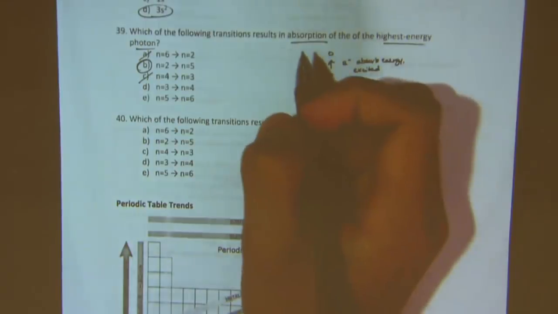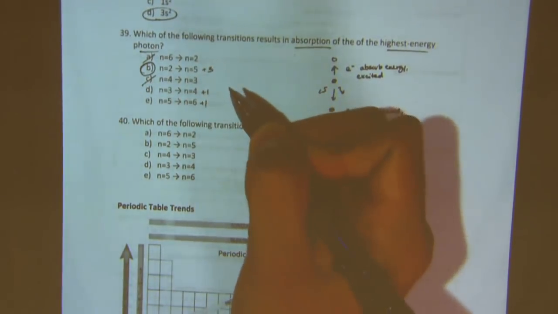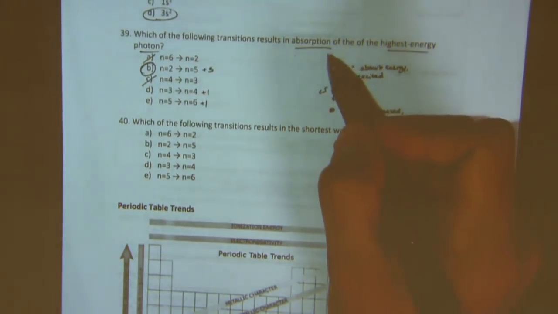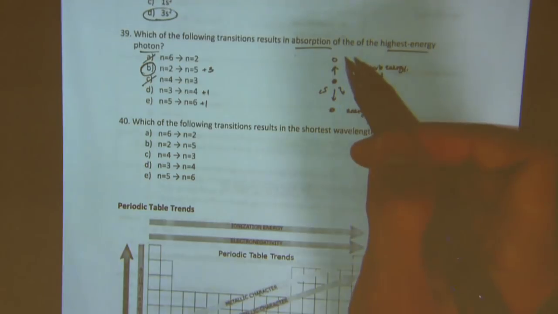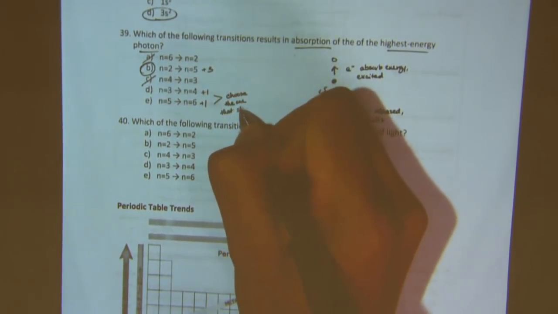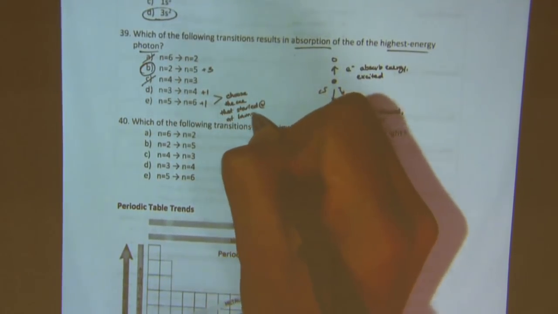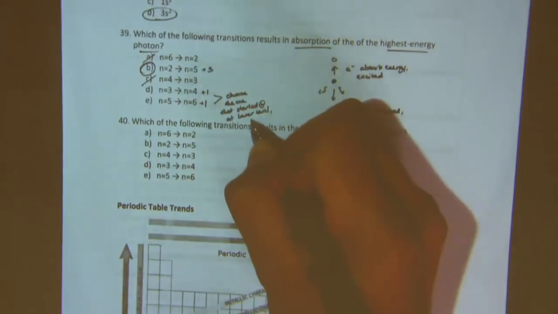The way that I look at this is that I compare the values of the changes. This one has a +3. This one went to a +1 and a +1. So if this weren't an option and you were looking for the highest energy photon, which one absorbed the most energy, I would choose the one that started at the lower level, because in that case, it had the largest gap.